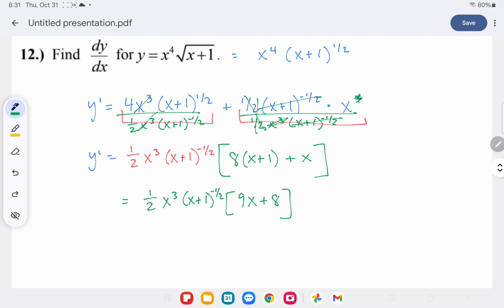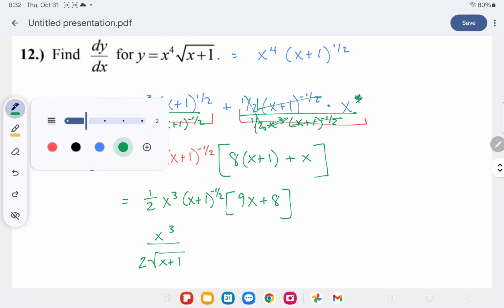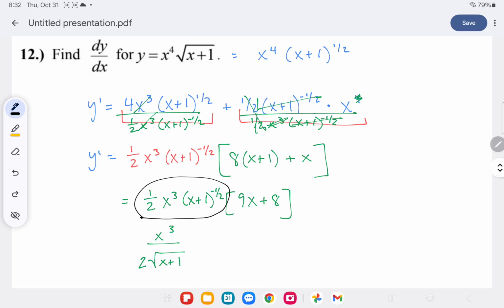Let's rewrite this now. We do not need to distribute. Okay, we've got x cubed over 2 times the square root of x plus 1. So I'm just rewriting this right here, and then times 9x plus 8. So times 9x plus 8. So that 9x plus 8 is in the numerator also. So this is the option that you're looking for.